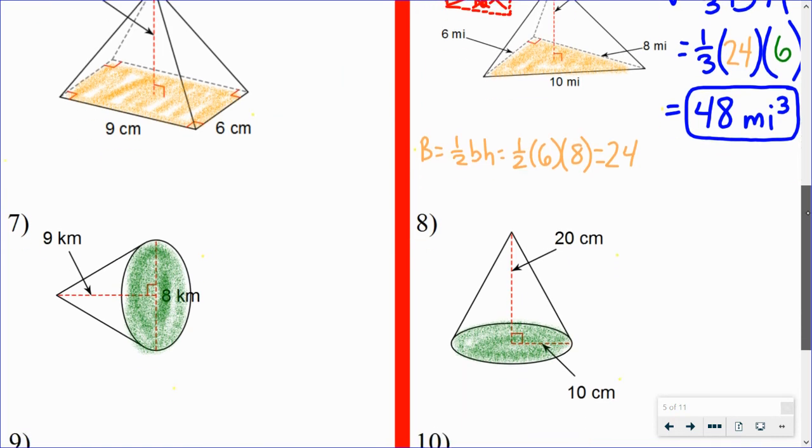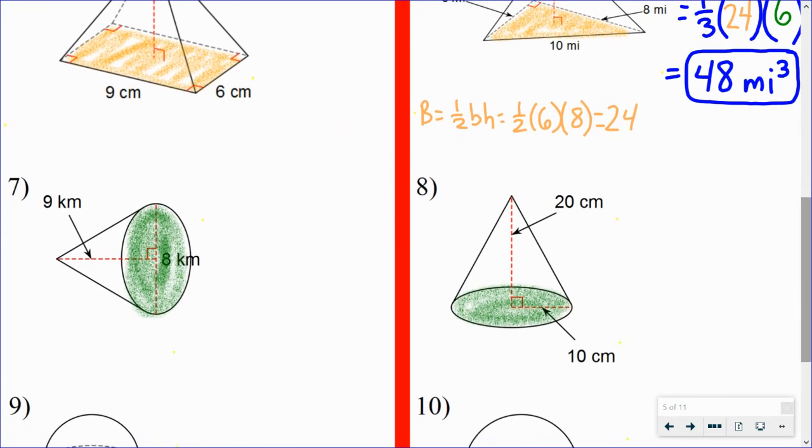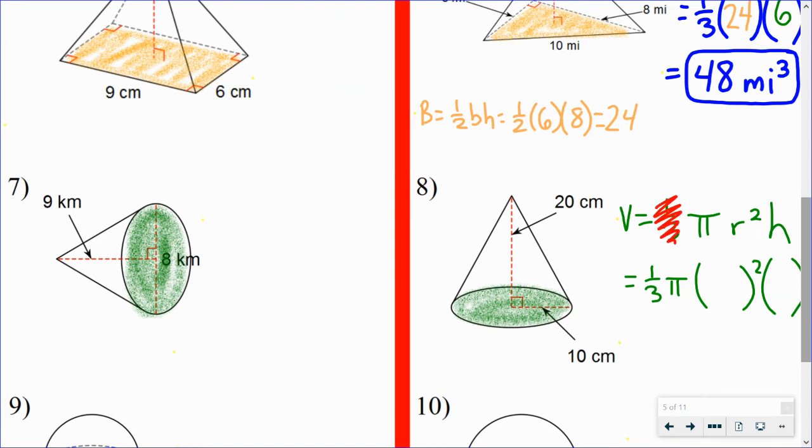Number 8, curves or edges. Oh, number 8's got some curves. Is it a cylinder? Is it a sphere? Is it a cone? It's a cone. So we're going to take the cylinder that surrounds it, pi times radius squared, and we are then going to cut it into thirds. Now I can quickly see the height is 20.